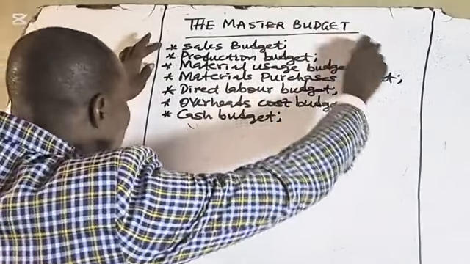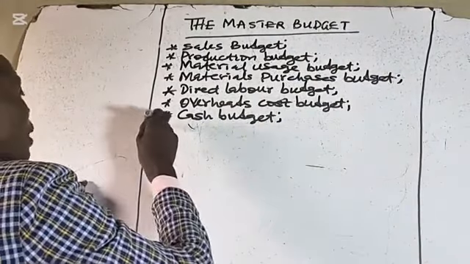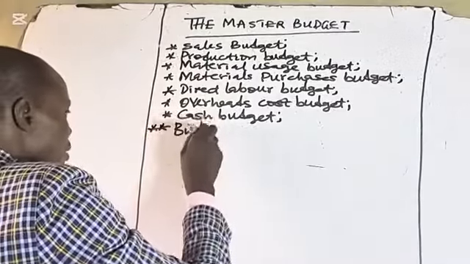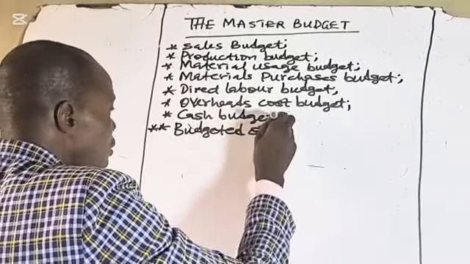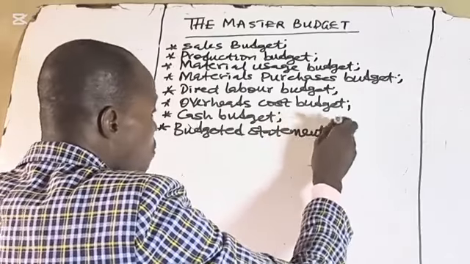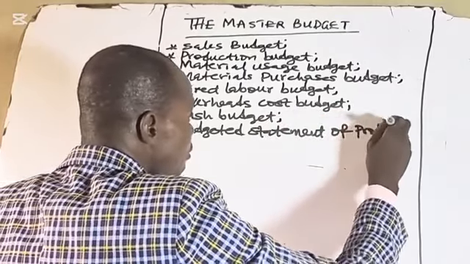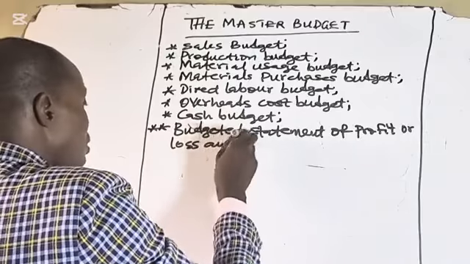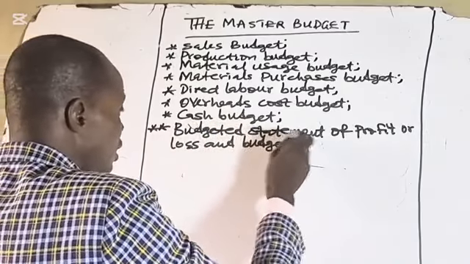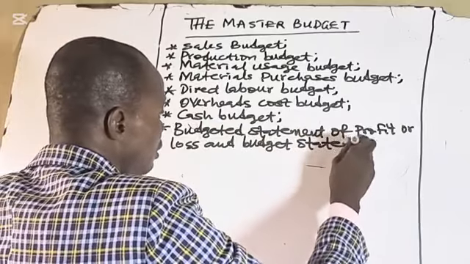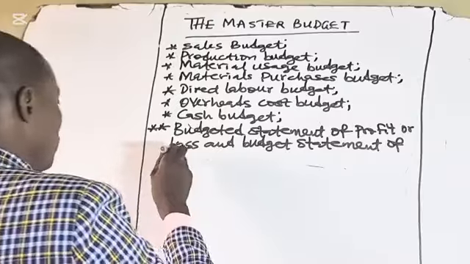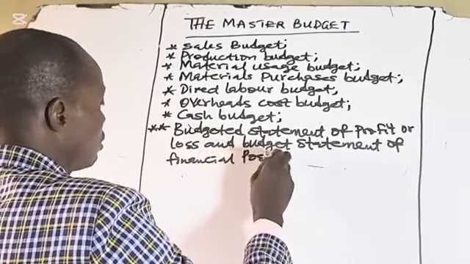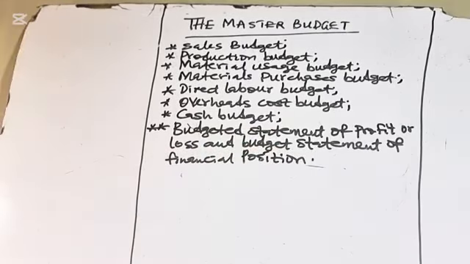Then, in addition to all these functional budgets, the budgeted statement of profit or loss and the budgeted statement of financial position will be included. So, this is the master budget.